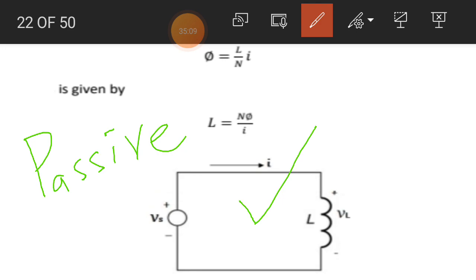Inductor is known as an energy storing element as well. Why? Because an inductor stores energy in its magnetic field. Whenever you apply some voltage across a coil, a lot of energy comes into its magnetic field, and to observe this energy, in class I give an example.